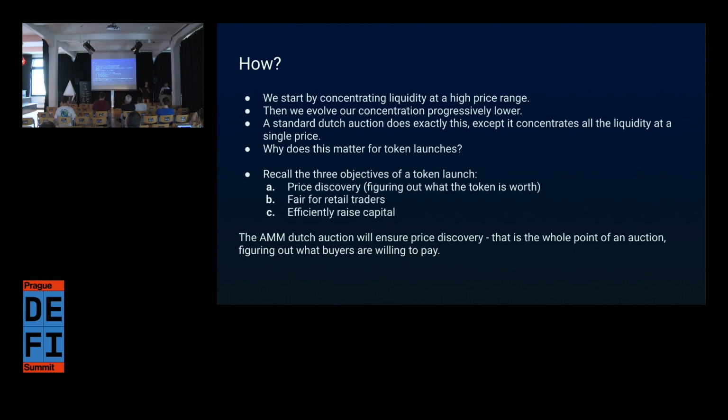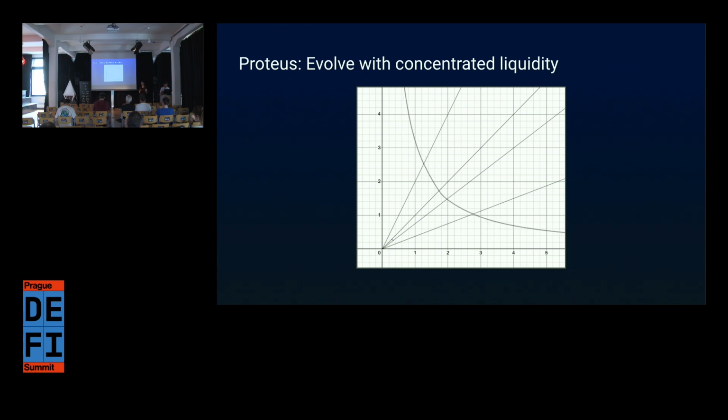If you recall the three objectives of a token launch: price discovery, so figuring out what the token is worth, make it fair for retail traders, and efficiently raise capital. The AMM Dutch auction will ensure price discovery. That is the whole point of an auction, figuring out what buyers are willing to pay. Because we sell the tokens at the price buyers are willing to pay, we can ensure that the project doesn't leave too much money on the table when selling their token. And buying the token is as fair for retail traders as doing any swap with slippage protection. So all three objectives are accomplished.